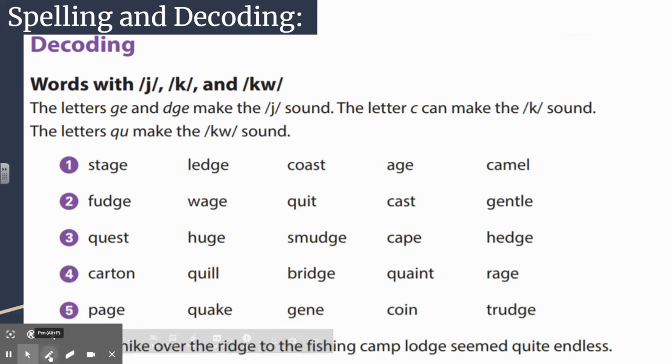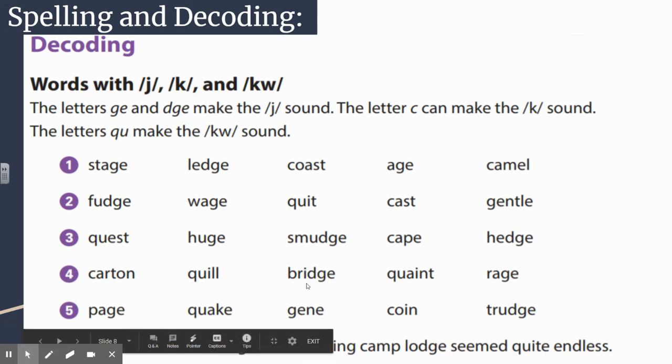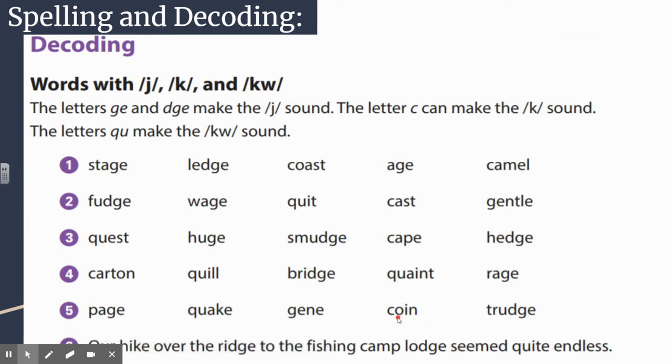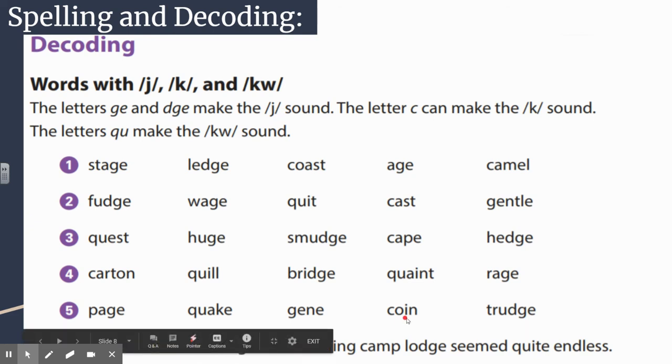All right, I hope you read carton, quill, bridge, quaint, rage. And then down here at the next row, page, quake, gene, coin. Ooh, we haven't talked about the OI, but it makes oi, like OY, like in toy, coin, and trudge.